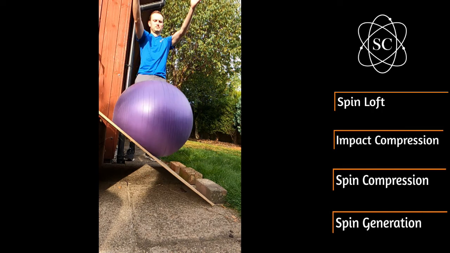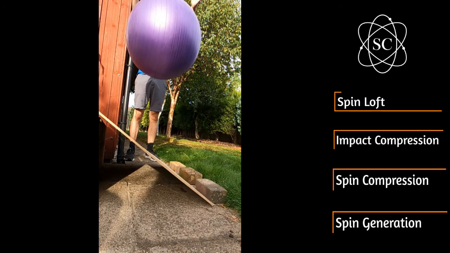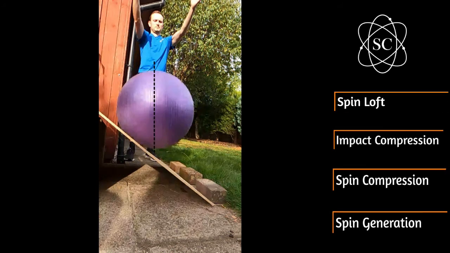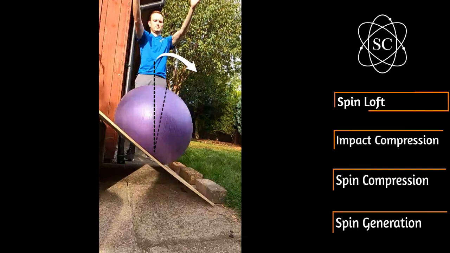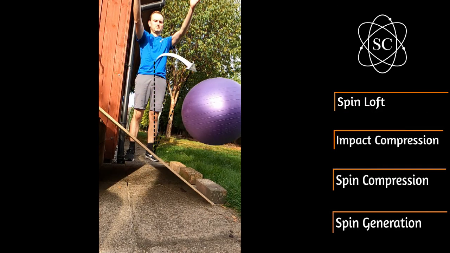So what I want us to focus on here are the lines on the ball. So as you can see, as the ball impacts the club face, the piece of wood, it begins to rotate. And this rotation is really important for the generation of spin.